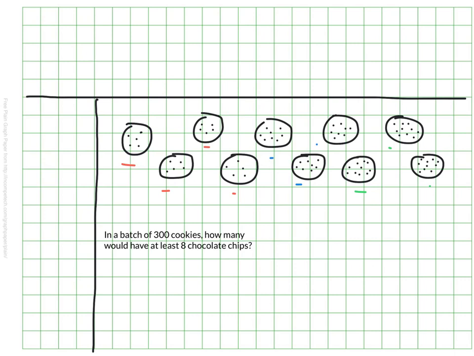I want my answer to be an educated answer, so I'm not just going to guess. I'm going to use what I know about probability and look at the chance that I have right now of having at least 8 chocolate chips and scale that up to figure out how many out of 300 cookies would have at least 8 chocolate chips.